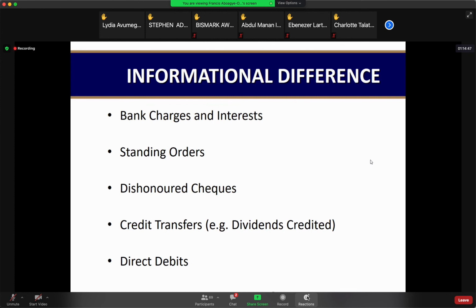Okay. Any others? But I think when there is overrating. Is what? When there is overrating of the figure.